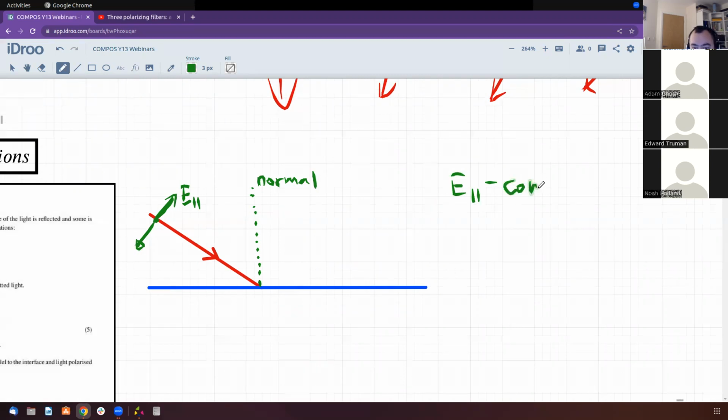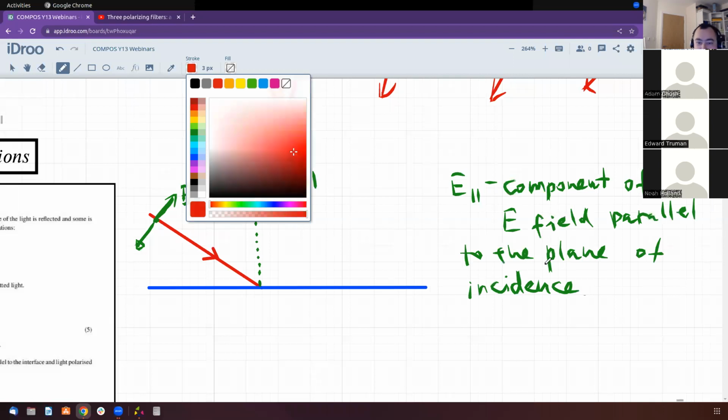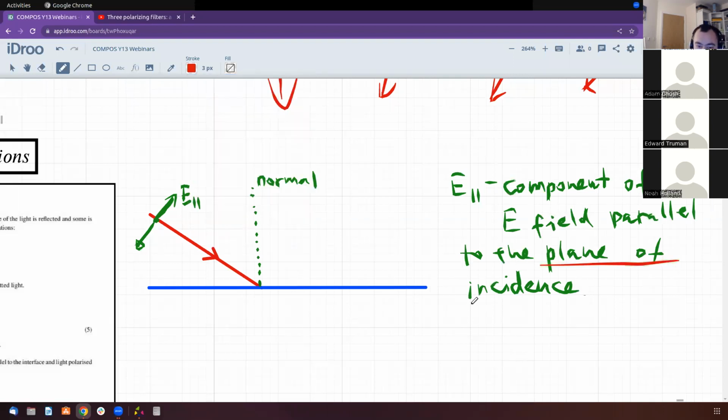Component of electric field parallel to the plane of incidence. Now, do you understand what I mean by plane of incidence? Please, yes or no?